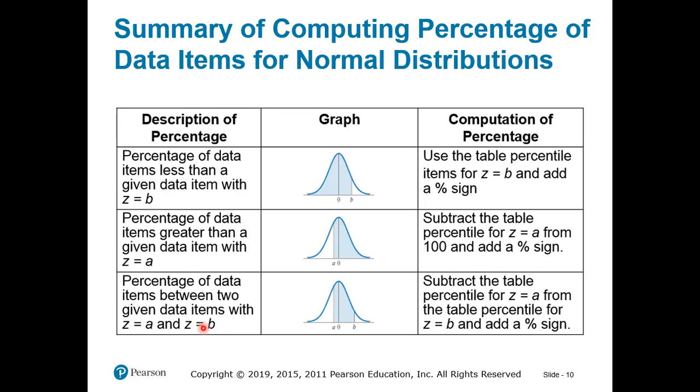Then use the z-table. Here you're looking for the shaded area between these two values. So you look up the percentile for both of those z-scores, and then you subtract those two values, the larger minus the smaller, and then just add the percent sign.